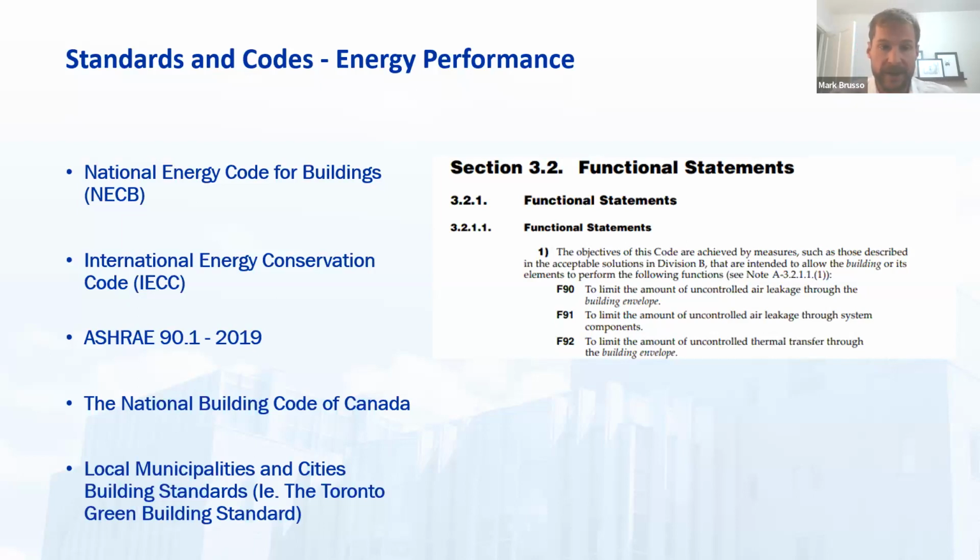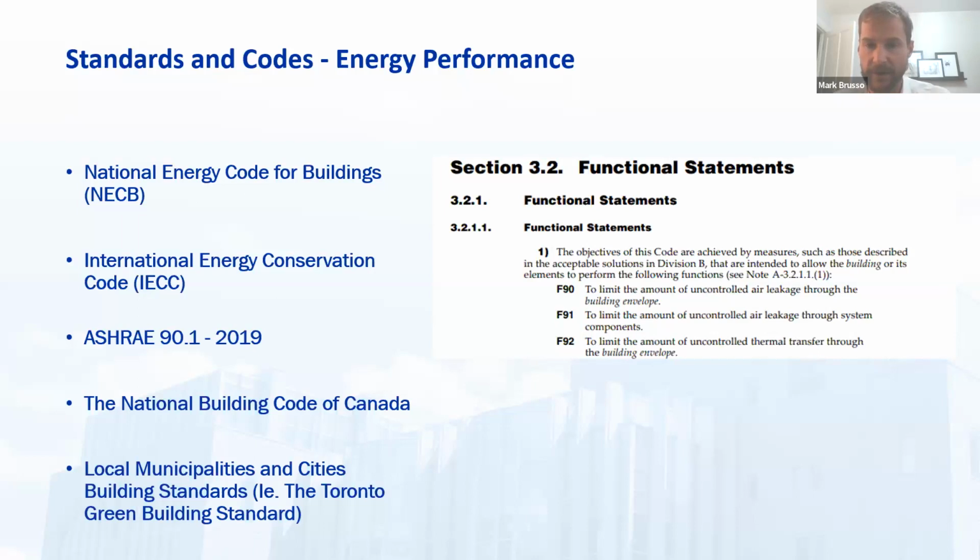So very briefly, the National Energy Code for Buildings, NECB, is one of the main standards. The International Energy Conservation Code, IECC, ASHRAE 90.1, and closer to home in Canada, the National Building Code of Canada also outlines energy functional statements. And then at the municipal level, as an example, we have what's called the Toronto Green Building Standard, which goes even further into some of these energy codes.